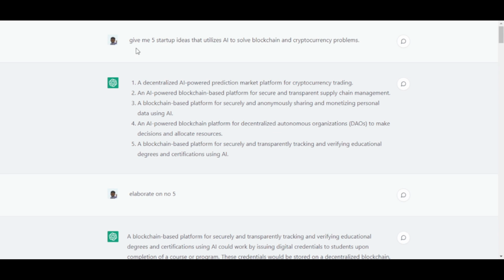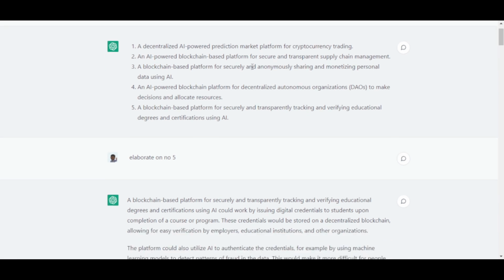So here's the prompt that I have written: give me 5 startup ideas that utilize AI to solve blockchain and cryptocurrency problems. And here, with an amazing reply, I have got the 5 ideas from ChatGPT. ChatGPT told me to create a decentralized AI-powered prediction market platform for cryptocurrency trading. Yeah, so we can even create a particular trading platform based on cryptocurrency.